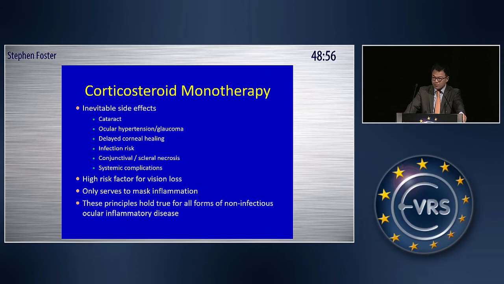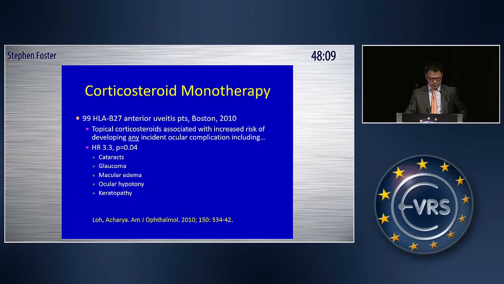And so corticosteroid monotherapy, of course, comes with side effects. You have cataract, glaucoma, delayed corneal healing, infection, conjunctival scleral necrosis, systemic complications, and there's a high risk for vision loss. Like I was saying before, if you have patients on steroids and you're not treating the disease correctly, then really the patient's still going to experience vision loss. It really only serves to mask inflammation. You're not really addressing the root of the problem. I'm talking about non-infectious inflammation here, of course. But if there's infection, you can sometimes also mask the infection, because, I'll show you a table later, a lot of infections do well on steroids to start, but then it never gets better.